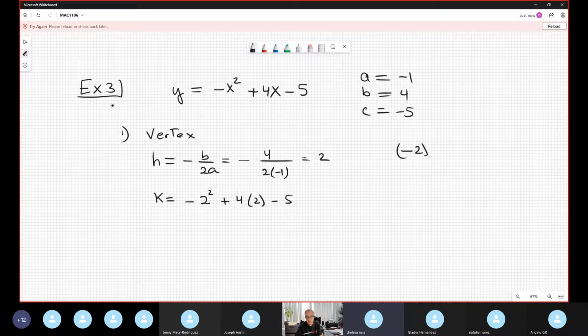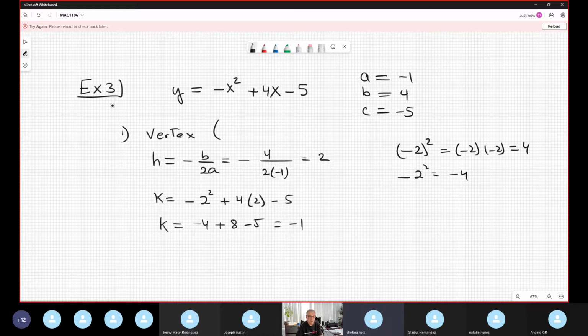Negative 2 squared, that is negative 2 times negative 2, therefore it's 4. And negative 2 squared is negative 4, because this negative behaves like a negative 1 outside. So actually, k is negative 4 plus 8 minus 5. It's negative 1, because negative 4 and negative 5 together make negative 9, and negative 9 plus 8 is negative 1. But the vertex, our famous vertex, is located at the point 2, negative 1.